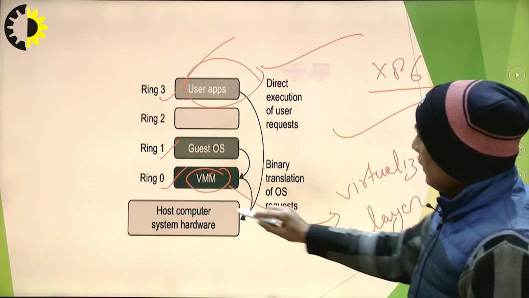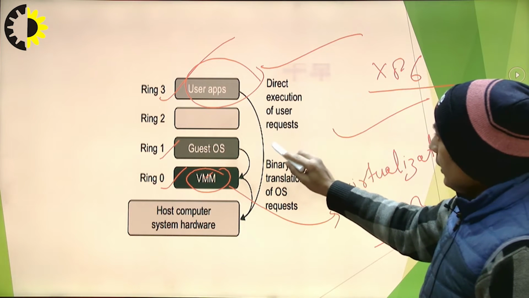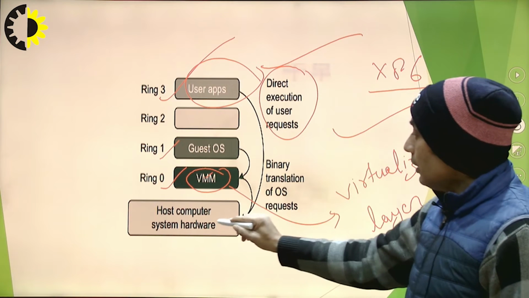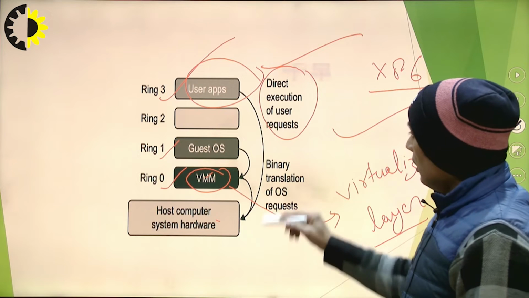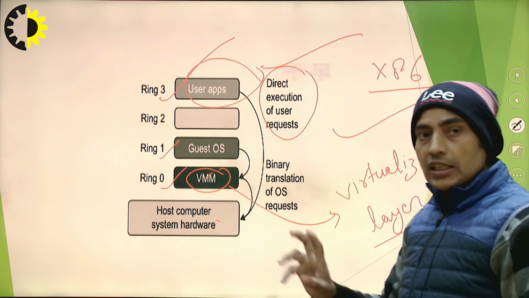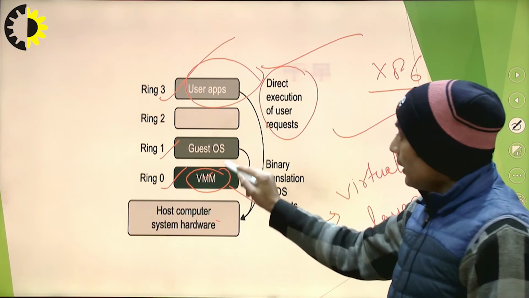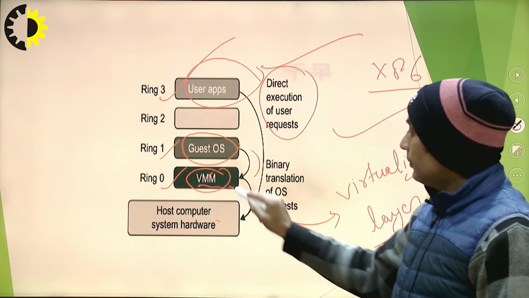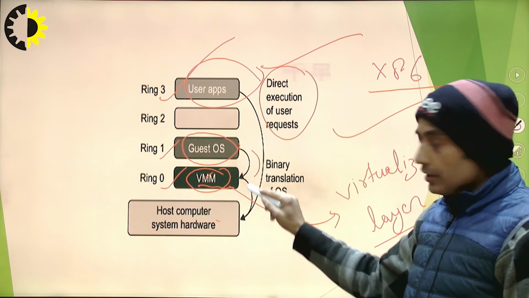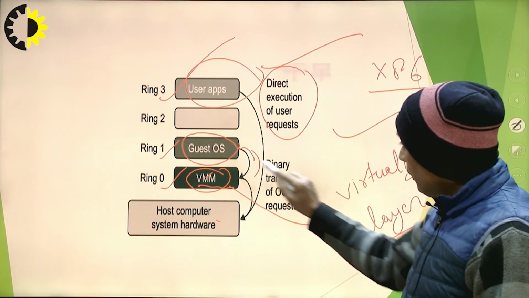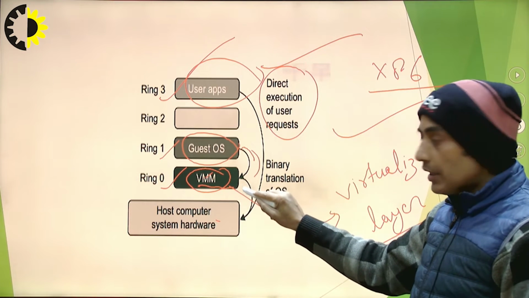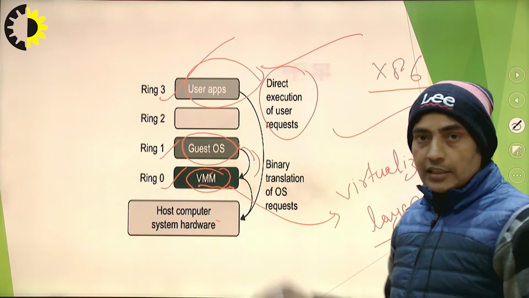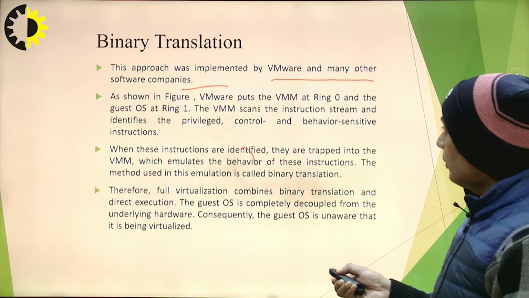Here we can see that the user application, meaning non-critical instructions, is directly executed, a direct execution of user requests on the host hardware. But critical instructions are identified by the guest operating system and trapped by the VMM. They are not directly executed. There are two phases. Critical instructions are trapped by the VMM, then the VMM generates the binary code. This is known as the binary translation of the OS. Then that is executed on the hardware. So this is the concept of binary translation.